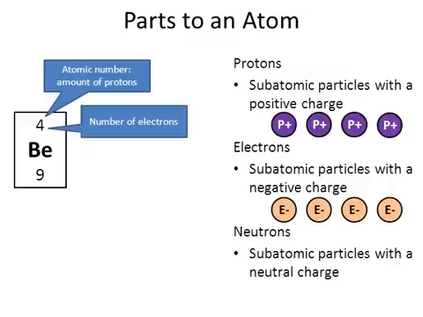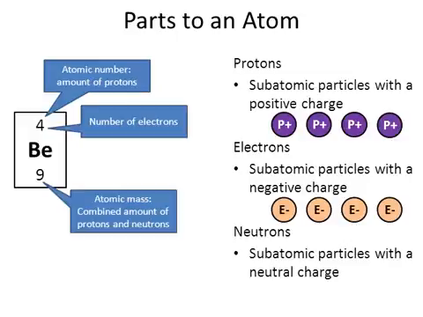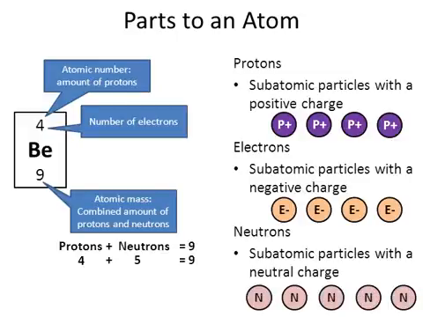And then the third part to an atom are called the neutrons. Now be careful, the number 9 in the square, that's not the number of neutrons. The 9 is when you add up the combined amount of protons and neutrons. And in beryllium's example, that'll be 9. So we just got done saying there's 4 protons plus how many neutrons will give us 9. Simple math, there's going to be a total of 5 neutrons.